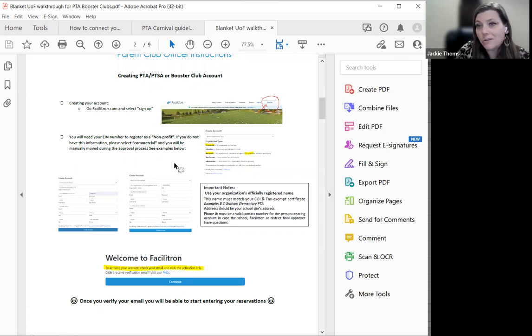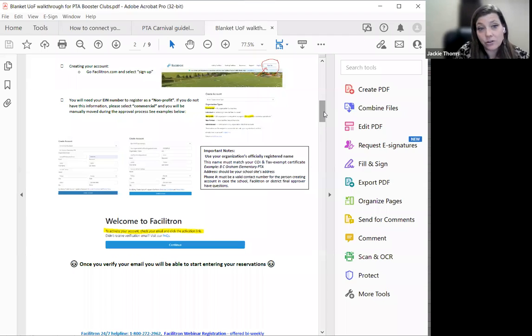Just please don't choose individual account, because then I can't find you. I can only find business accounts with my account. Otherwise, I'd have to refer you to Facilitron for them to be able to help you for individual accounts. I don't know why that's blocked from me, but it currently is.